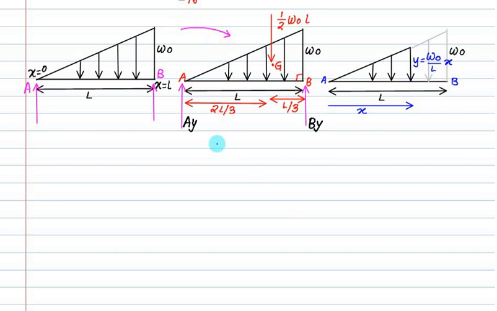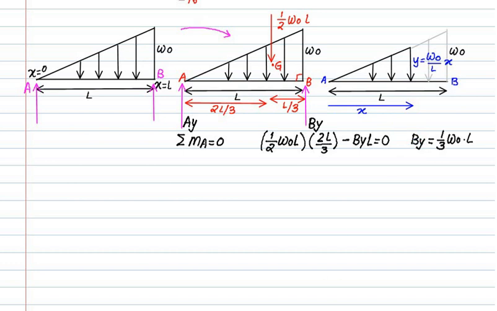To find out the reactions AY and BY, we take the moment about A and equate it to 0. So what is the moment about the point A? The 1 by 2 W0L will make a clockwise moment at a distance of 2L by 3 from point A, and BY will make an anti-clockwise moment at a distance equal to L. We'll equate this and find out the reaction BY. So what is the value of BY? The reaction at point B, BY, is 1 by 3 W0L.